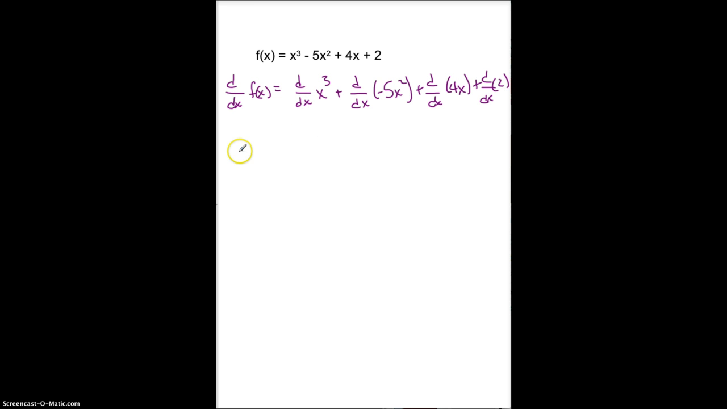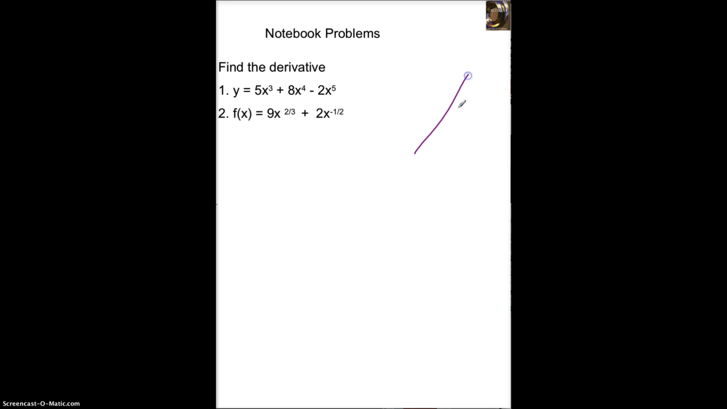The derivative with respect to x of x cubed is, bring it down, 3x to the 2 minus 1, and I'm going to show you these in painful detail. And then this is minus 5 times 2 times x to the 2 minus 1 plus 4 times x to the 1 minus 1. And of course, the derivative of a constant is 0. So this is 3x squared minus 10x plus 4. Your turn. Stop the tape. Do these problems. It doesn't matter whether I use a y or f of x.